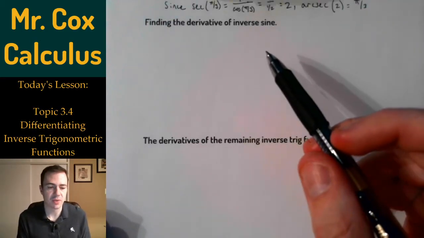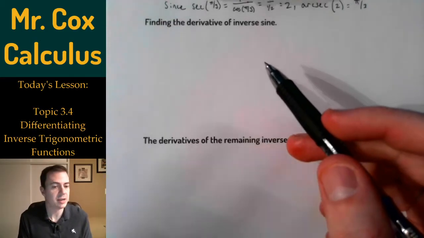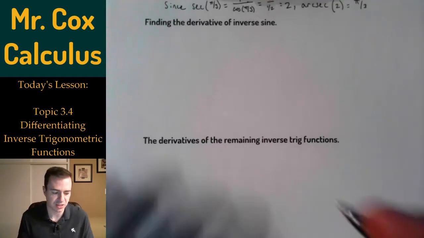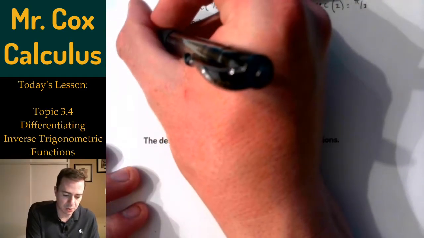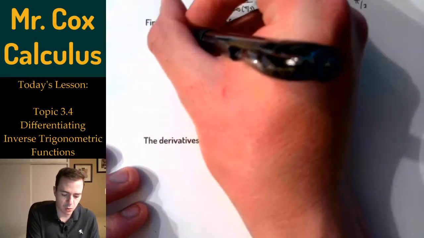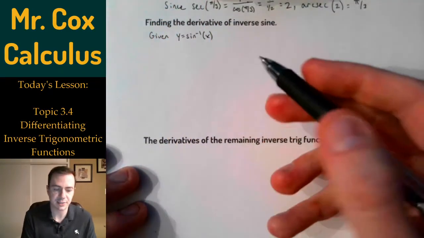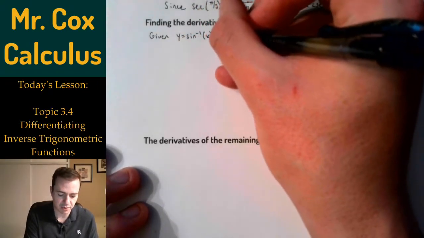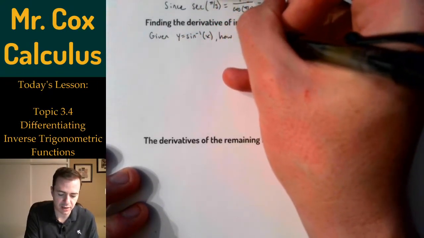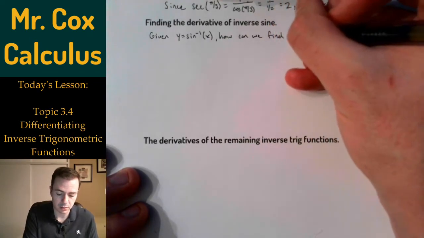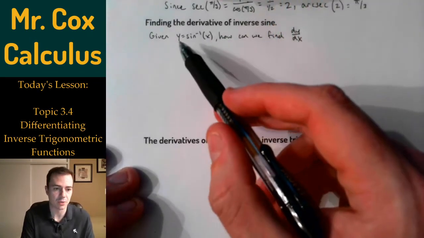Let's find the derivative of inverse sine of x, and then we'll use that logic. We're not going to go through all 6 of them in this lesson, but if we can at least see the logic once, we'll understand where things are coming from. So let's take a look at the function y equals the inverse sine of x, and the question in front of us now is how can we find dy dx, the derivative of y with respect to x.